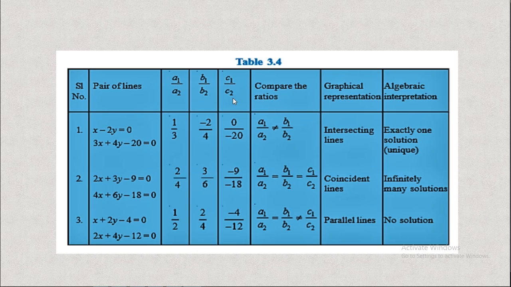And c1 by c2. c1 is the constant term of the first linear equation. Here the constant term is 0. There is no constant term here. And c2 is the constant term of the second linear equation, that is -20.